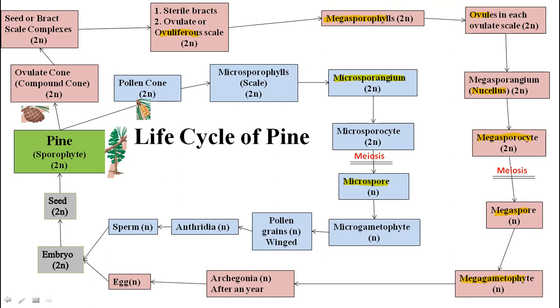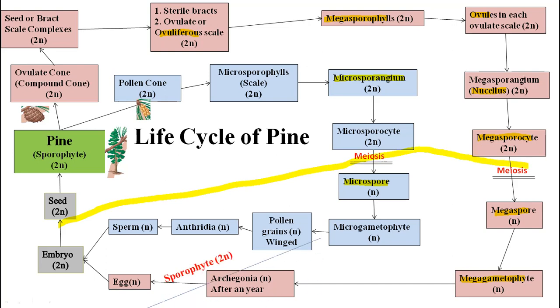There is also another point: in the life cycle of pines there are two generations. One generation is diploid, and this generation is known as the sporophyte, while the other generation is the haploid stage, which is known as the gametophyte. The sporophyte exists for a longer period, while the gametophyte exists for a shorter period. When the sporophyte generation alternates with the gametophyte, it is known as alternation of generations.